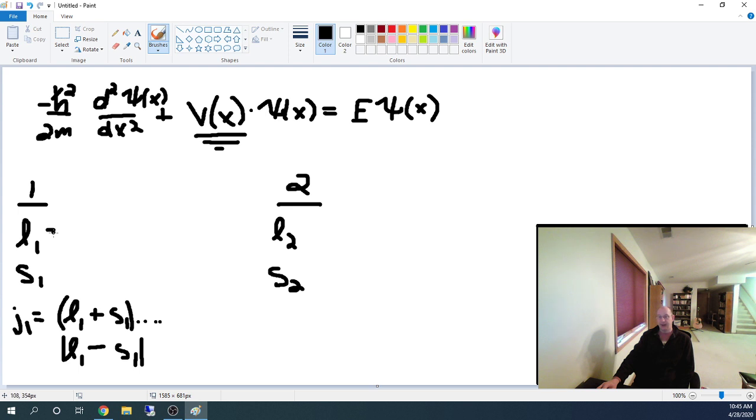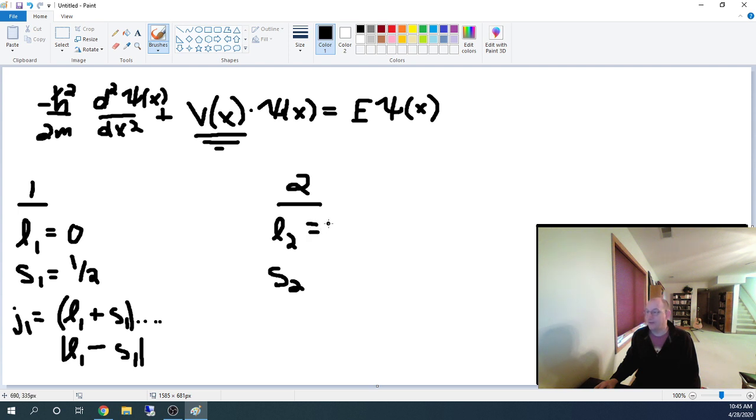For instance, let's say I have L1 equals 0, and S1, the spin, is always a half. Then the values of little j1 could be from 0 plus a half, which is a half, in units of integers all the way down to 0 minus a half, which is negative a half, but you take the absolute value. So there's actually only one value of j1 you can have. It's a half. Okay, so that would be a relatively simple one.